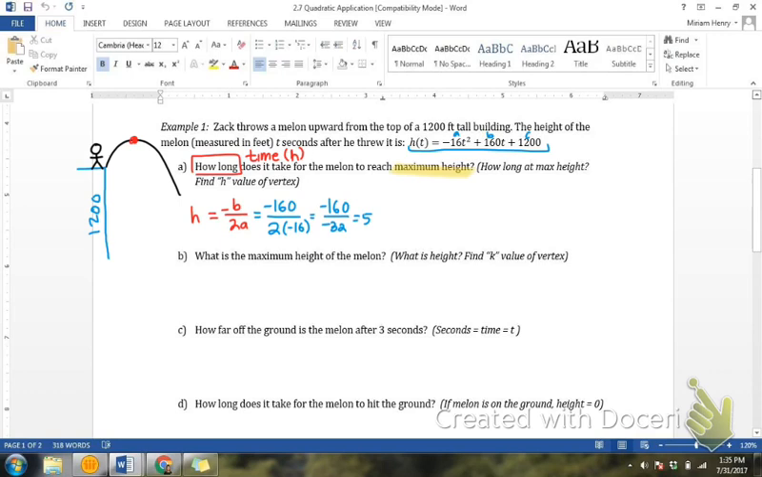160 divided by 32 is 5. Is that what you got, Brooklyn? Okay, do it on your calculator. What's 160 divided by 32? Okay. So it takes 5 seconds for the melon to do what? Good, to reach the maximum height.